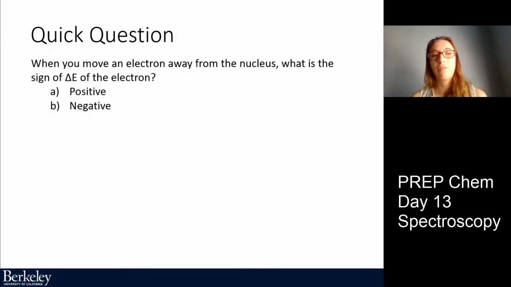Okay, so just a few quick concept questions. Take around a minute to think about this. When you move an electron away from the nucleus, what is the sign of delta E of the electron? Is it positive or is it negative?